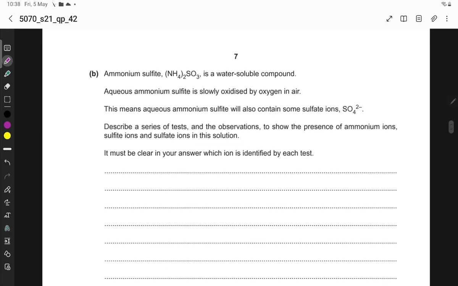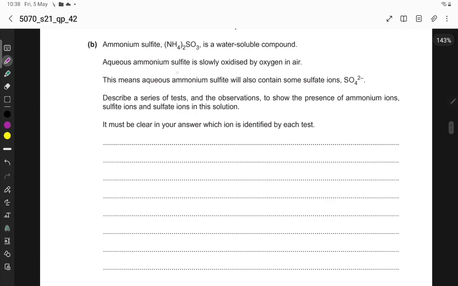Next question, B part. Ammonium sulfate is a water soluble compound. Aqueous ammonium sulfate is slowly oxidized by oxygen in air. This means aqueous ammonium sulfate will also contain some sulfate ions. Describe a series of tests and observations to show the presence of ammonium ion, sulfite ion, and sulfate ions in this solution. It must be clear in your answer which ion is identified by each test. So ammonium ions, sulfite ions, and sulfate ions.